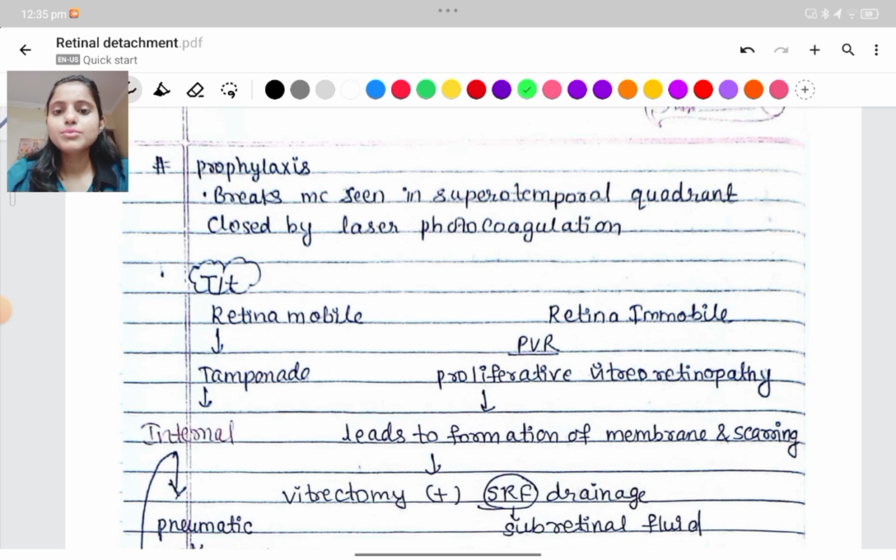Prophylaxis. Breaks are most commonly seen in the superotemporal quadrant and are closed by laser photocoagulation. In rhegmatogenous retinal detachment, the break is seen most commonly in the superotemporal quadrant, which we close by laser photocoagulation.